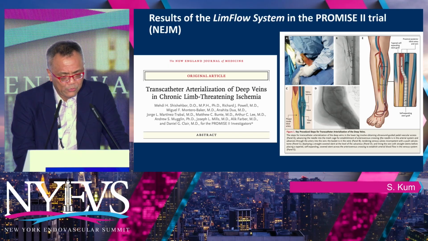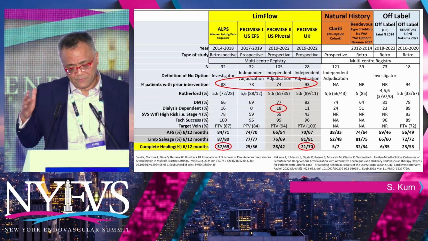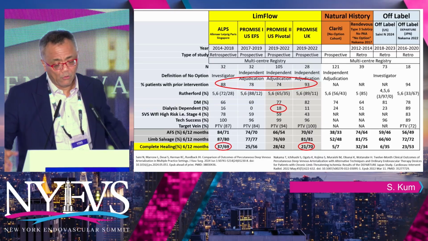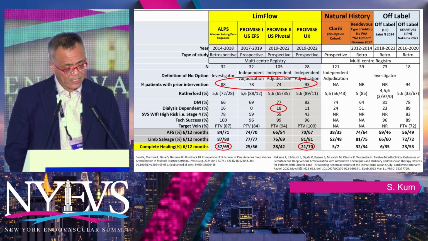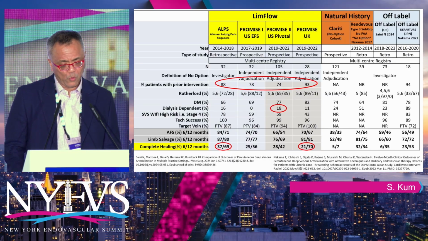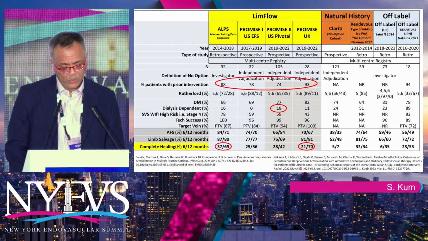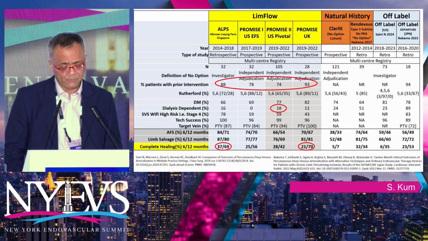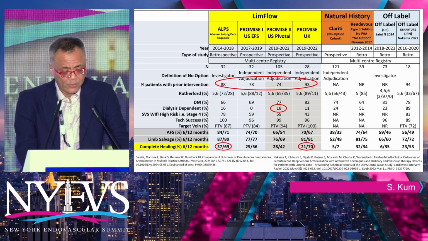This is the PROMISE-2 study for the LimFlow device that was published in the New England Journal of Medicine. And I've tabled all these results of on-label LimFlow devices, including the CLARITY registry, which is a registry of patients with no-option CLI treated conservatively. As you can see, pay attention to the last column of complete wound healing. Of course, as those may know, the PROMISE 1, 2, and UK studies were all core lab adjudicated, but one can see a pretty decent wound healing rate at 12 months of 60 to 70%, especially if you have a very good wound service, like in the UK and in the national healthcare system, where they do very good multidisciplinary care.